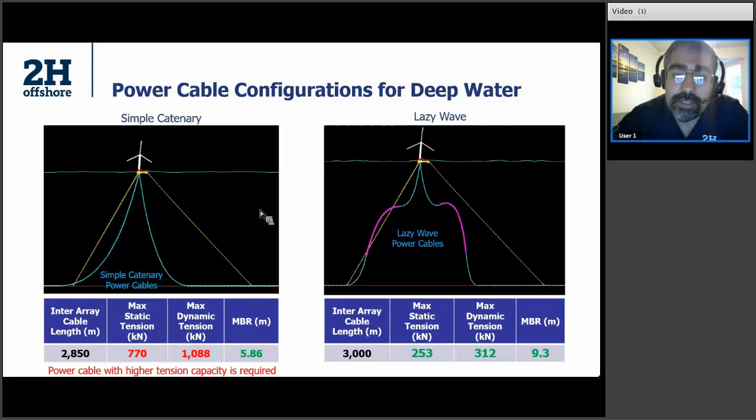So in the deep water, does it really need to go to the seabed? Can we suspend this inter-array cable between the two floating foundations and eliminate all the seabed contact and have some length reduction? Just one number that I want to point out: assuming around 1500 meters spacing between two floating foundations, you would need about 3000 meters of inter-array cable to have it go all the way to the seabed and come back up to the floating foundation.